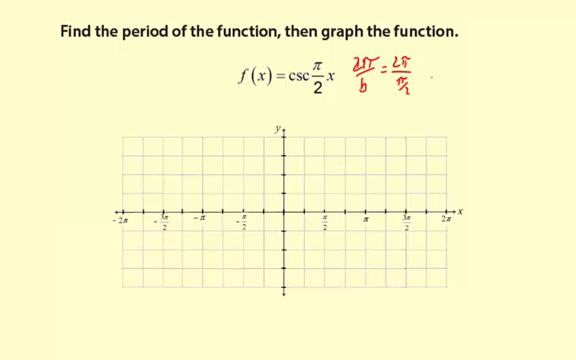So reciprocal of the denominator, and you're going to get 2 pi over 1 times 2 over pi. Now the pi's simplify out. 2 times 2 is 4. So the period is 4.